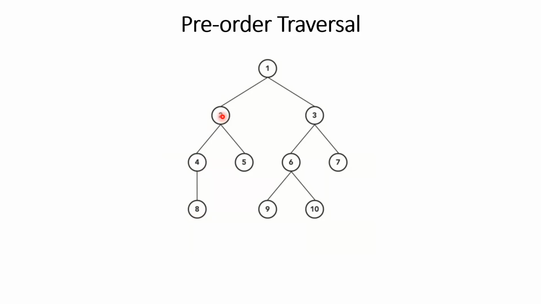Reaching 2, we will check: root is printed. Pre-order means first root, right? Root is printed, left is printed. Then we have to print right. What is in right? Right is 5. So we will print 5.